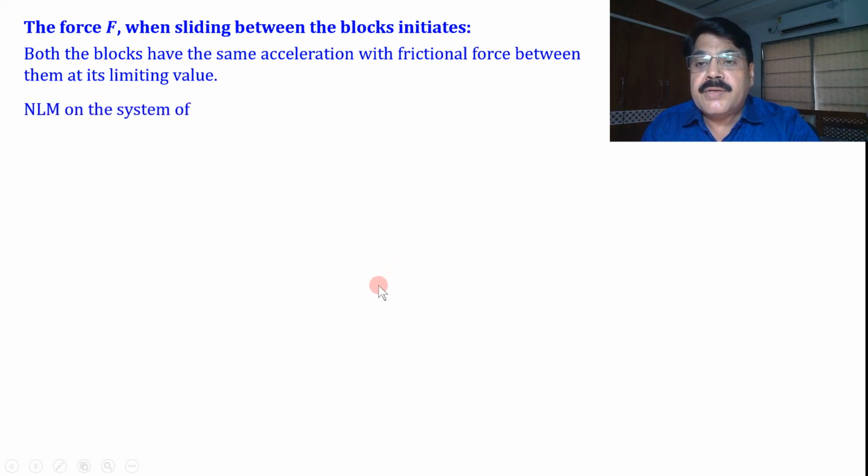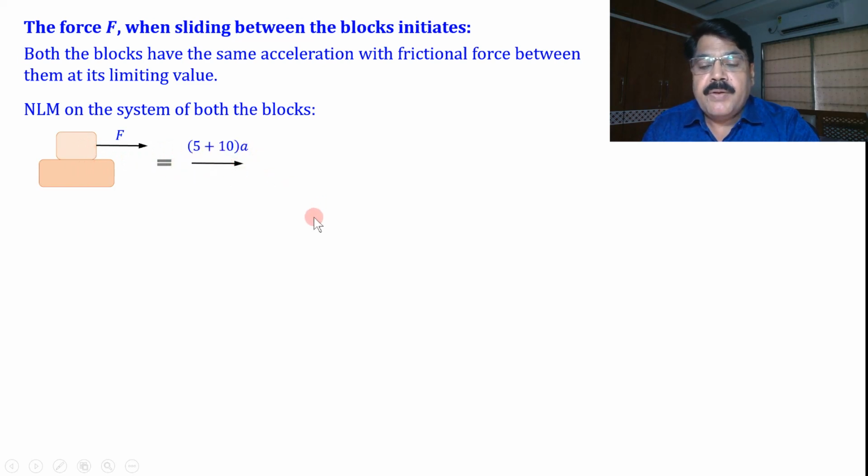So NLM on the system of both the blocks. Here there is no need to show internal forces, only the external horizontal force. We are not showing the external vertical forces. So this will be equal to the mass of both the blocks, MA plus MB, into acceleration. So 5 plus 10 into A. So you can calculate the acceleration. So A is equal to F upon 15.